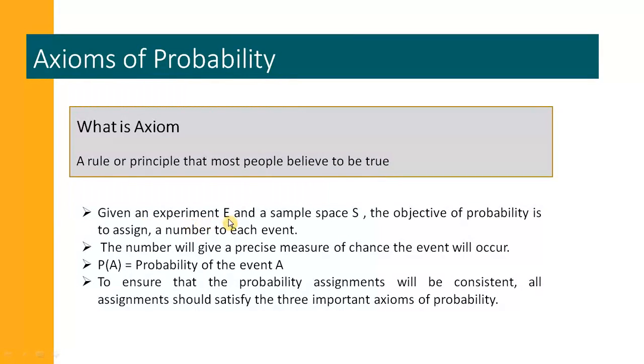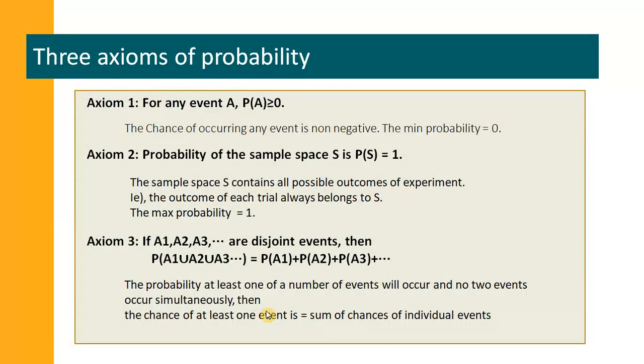Given an experiment E and a sample space S, the objective of probability is to assign a number to each event. The number will give a precise measure of the chance the event will occur. To ensure that the probability assignments are consistent, all assignments should satisfy the three important axioms of probability. These are the three axioms that make up all the theorems in probability. So let us start with axiom 1.